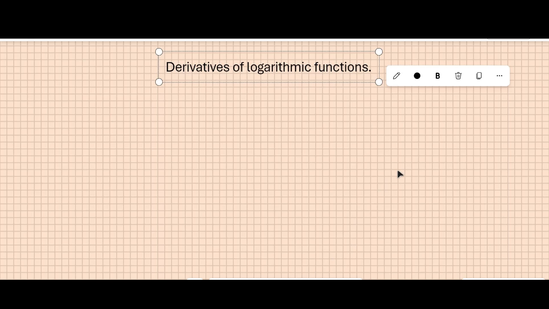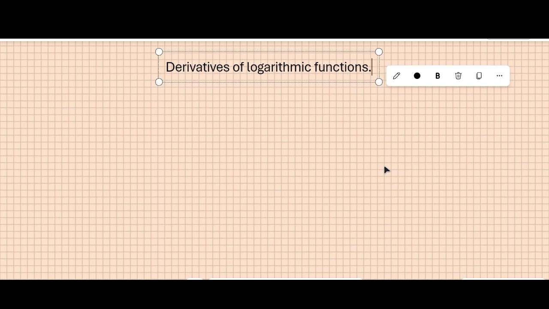Hello everyone. Today we are going to talk about derivatives of logarithmic functions. Also, we're going to discuss number e as a limit at the end of the lecture. So for right now, I'm going to show you how to calculate derivative of logarithmic functions.